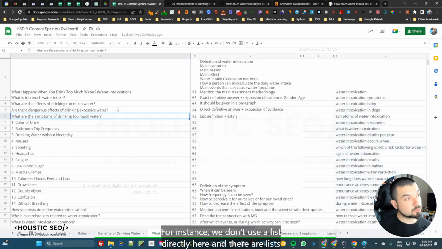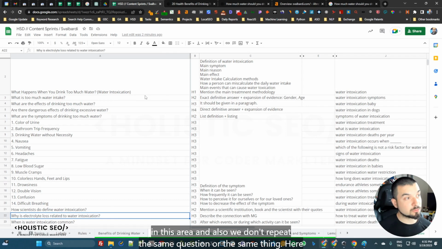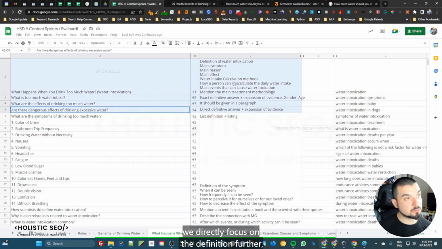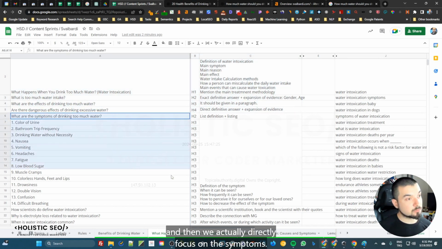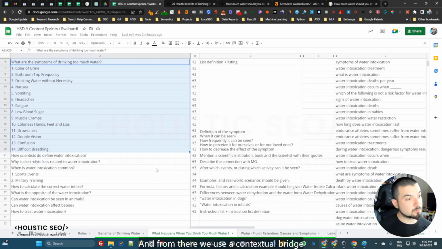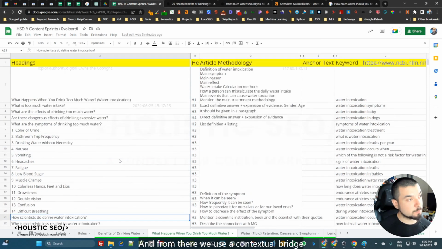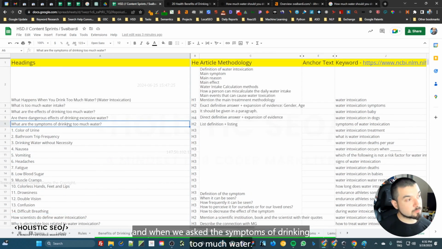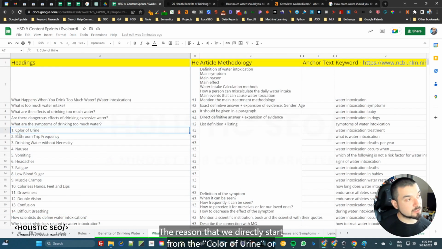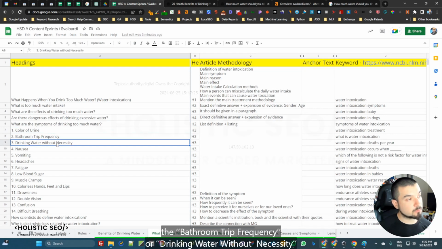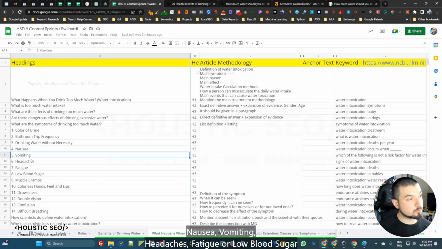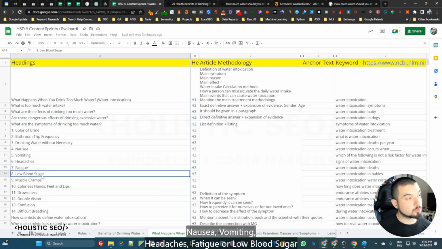For instance, we don't use a list directly here, another list in this area, and we also don't repeat the same question or the same thing. Here we directly focus on the definition. And then we directly focus on the symptoms, and from there we use a contextual bridge. When we ask about the symptoms of drinking too much water, the reason we directly start from the color of urine, the bathroom trip frequency, drinking water without necessity, nausea, vomiting, headaches, fatigue, or low blood sugar.